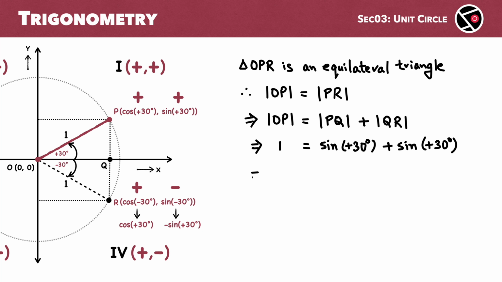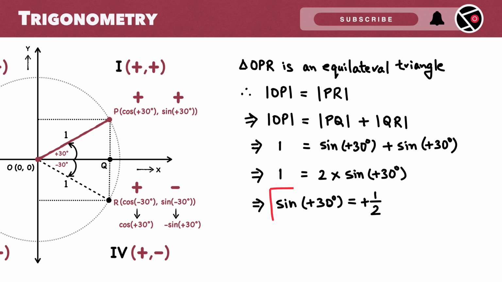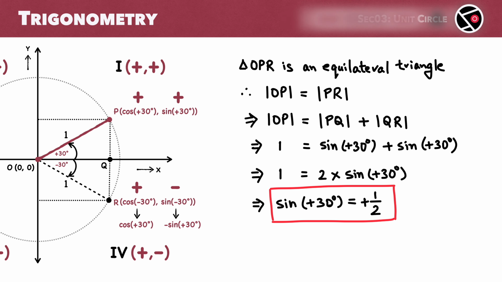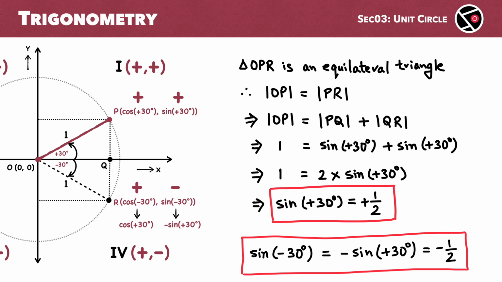Solving further, we get 1 equals 2 times sine of plus 30 degrees. So, sine of plus 30 degrees is plus 1 by 2. We now know sine of plus 30 degrees. This can be used to find sine of minus 30 degrees. Sine of minus 30 degrees is minus sine of plus 30 degrees. That is minus 1 by 2. Sine of plus 30 degrees is plus 1 by 2. Sine of minus 30 degrees is minus 1 by 2.